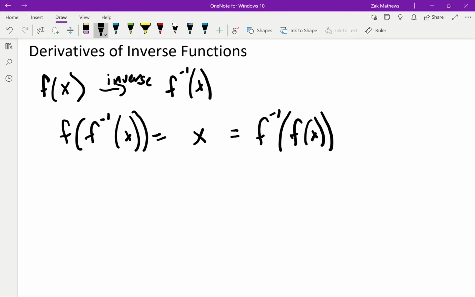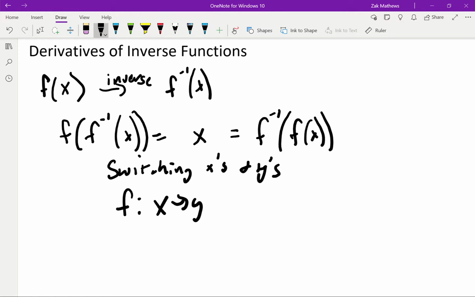So if we think about this idea of an inverse, what we've always said is that we're switching the x's and the y's. So if we take a function that sends x's to y's, really what we're doing is sending domain elements to range elements. The inverse is going the opposite direction. It's sending the y's back to x's. And so whatever value I start with for the function, whenever it's taking me to the y, the inverse better be sending me back the opposite direction.